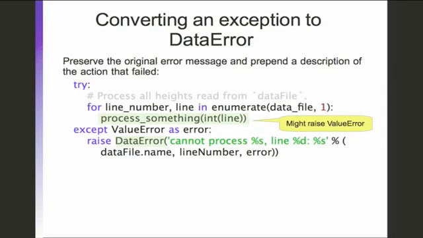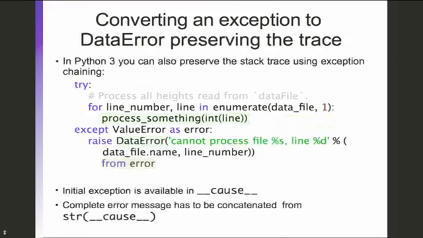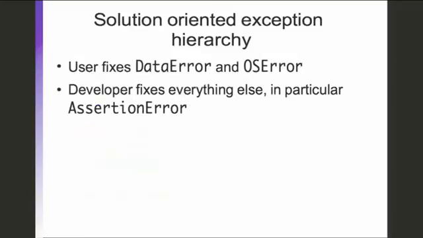I just catch the value error and raise a data error where I leave the original message intact. In Python 3, you can also preserve the stack trace by using exception chaining. There's a little example for that. So a solution-oriented exception hierarchy basically comes down to users fix data error and OS error, and the developer fixes everything else, in particular assertion error.